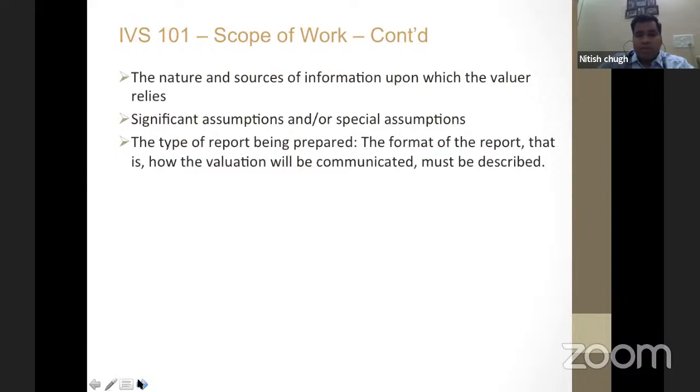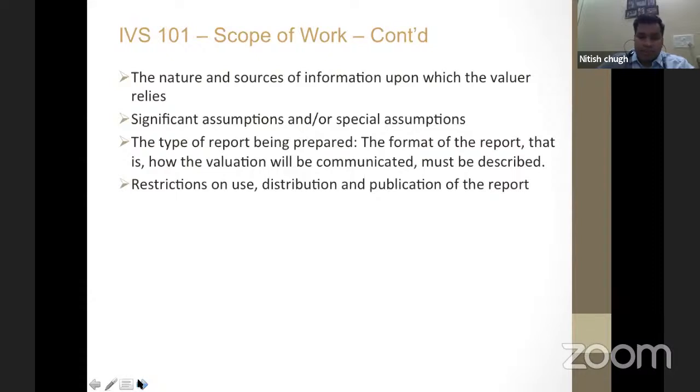The type of report being prepared. The format of the report, that is how the valuation will be communicated, must be described. It is in writing only. Restriction on use, distribution, and publication of the report. Whatever restrictions a valuer wants to impose on use of the valuation report or distribution or publication of the report, that must be communicated to the management before issuing the report.